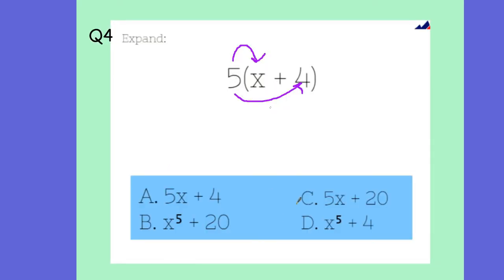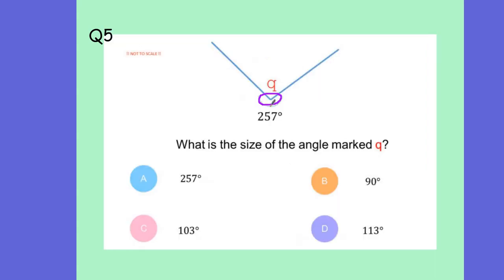Expanding this bracket, well, 5 times x gives me 5x, and 5 times 4 gives me 20, so I was looking for C. And for this last one, we need to do this 360 degrees in a whole turn. I need to subtract 257 from that, and that's going to leave me with 103 degrees, which was C. Well done if you got that right. Let's head into today's lesson.